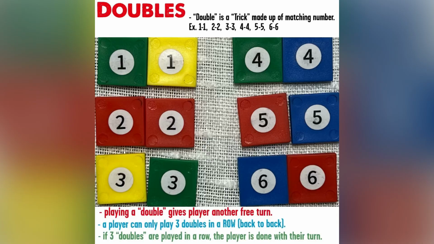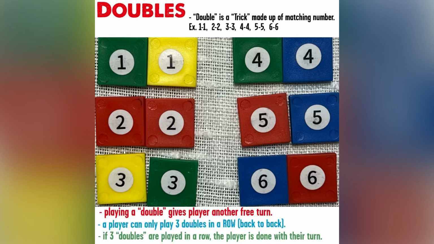Doubles. Doubles are also considered a trick with a rule. A double is a trick made up of two identical numbers, such as 1-1, 2-2, 3-3, 4-4, 5-5, 6-6. You'll find 5 doubles on the game board. The 1-1 is a wild. There's a specific rule for that double.